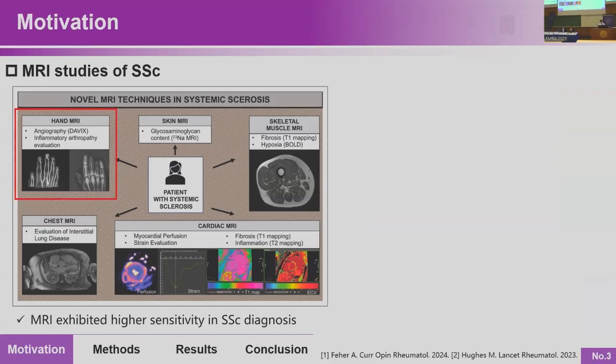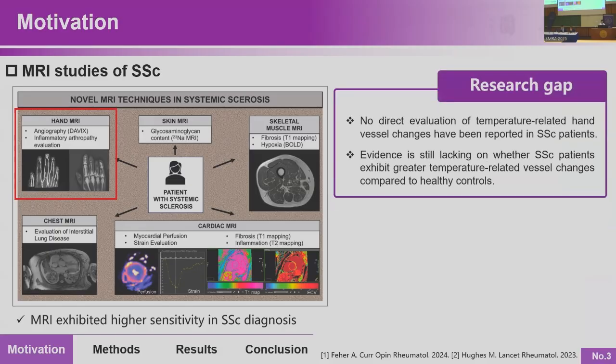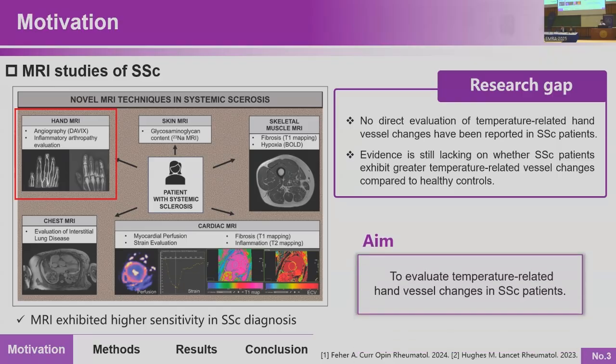Studies using MRI have confirmed that there is indeed some vascular involvement in systemic sclerosis patients. However, no study has directly evaluated the temperature-induced changes among these patients, and it is not proven that the response to temperature differs from healthy controls. Therefore, in this study, we aim to evaluate the temperature-related hand vessel changes in systemic sclerosis patients.